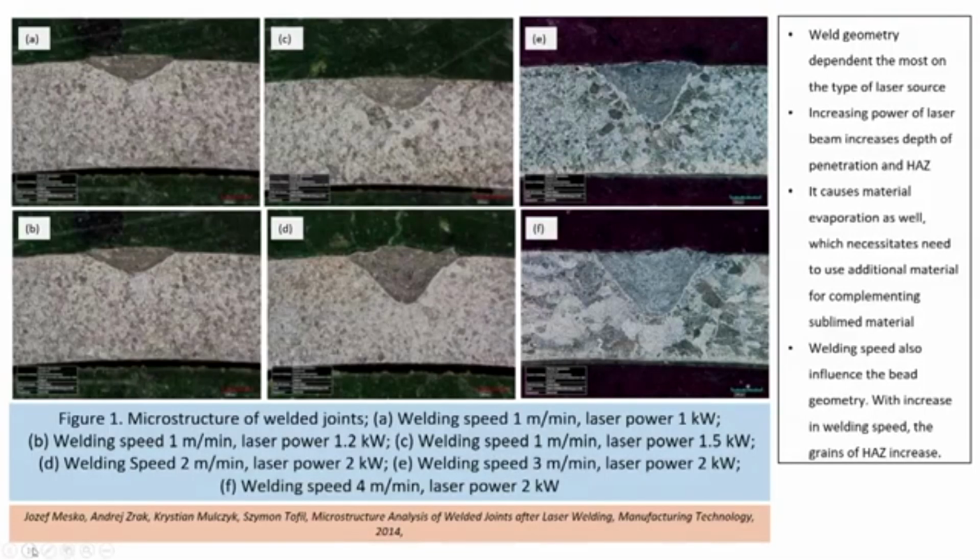On your screen, you can see a variety of optical micrographs, and we will be studying these optical micrographs to understand the effect of two important laser welding parameters. The first laser welding parameter is welding speed, the speed of interaction between the laser and the work material, and the second important parameter is laser power.